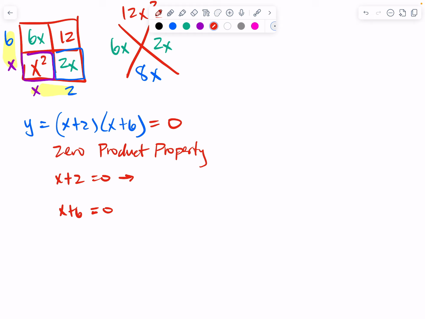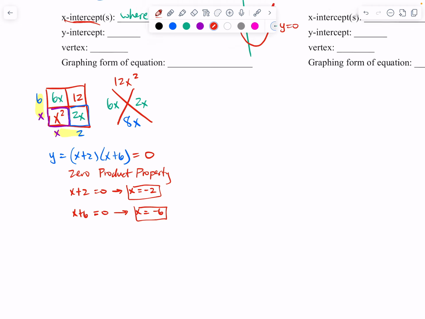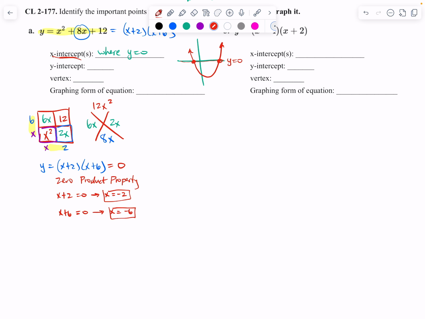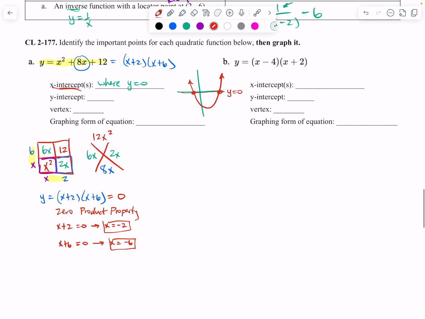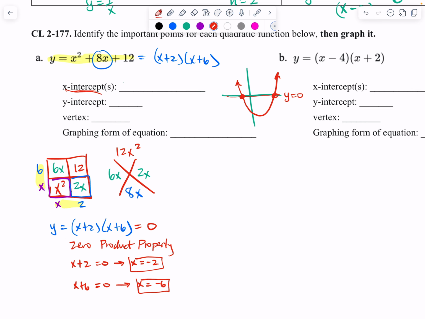So this would mean that x would be equal to -2, and this would mean that x is equal to -6. And so those are my two x-intercepts. Those are values of x that would make y equal to 0. So I've found the first blank, and admittedly that was a ton of work to find the x-intercepts, okay? So this means that when x is -2, y is 0, and when x is -6, y is 0.